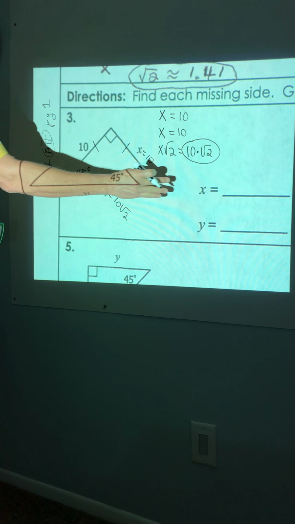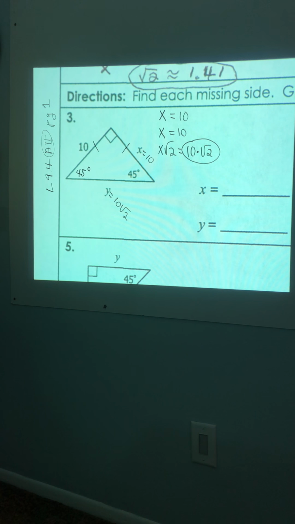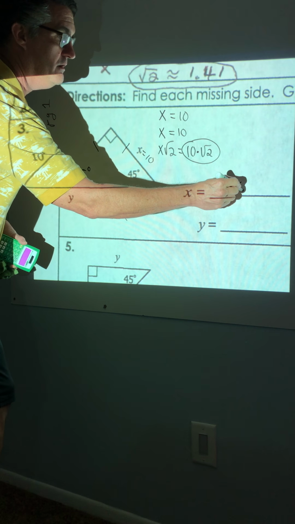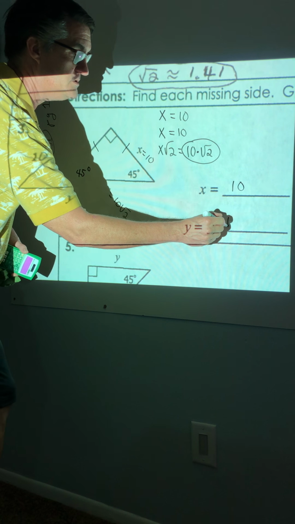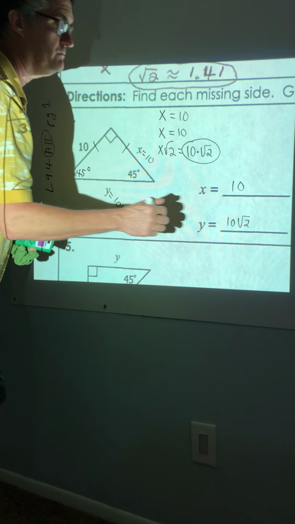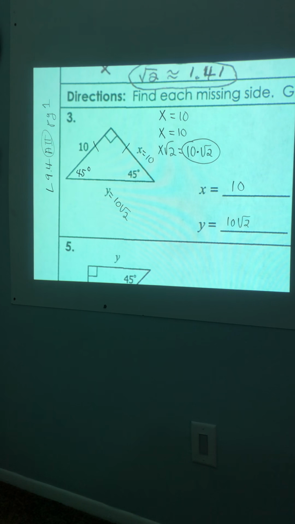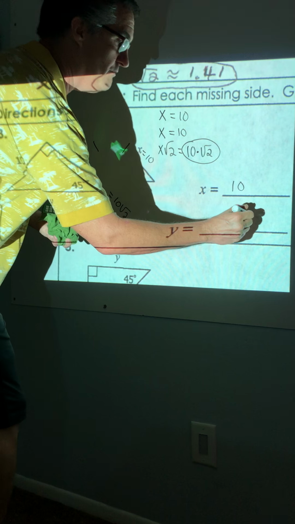Don't let these letters fool you. That's just how they labeled it. Look, x is 10, and then y is the hypotenuse, 10 square root of 2. Actually, let's just do that really quick, just so you can see that it does work. I'm going to go square root of 2 times 10. Move that decimal over, and it's 14.14.